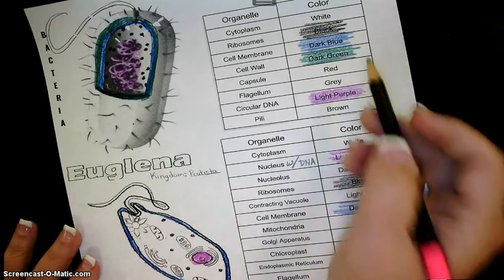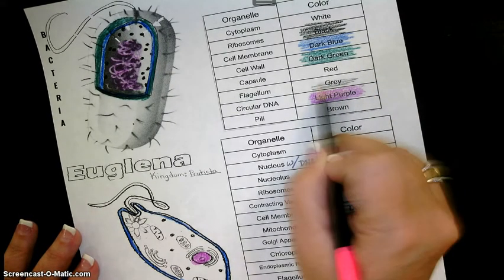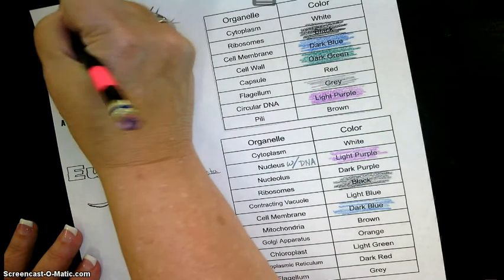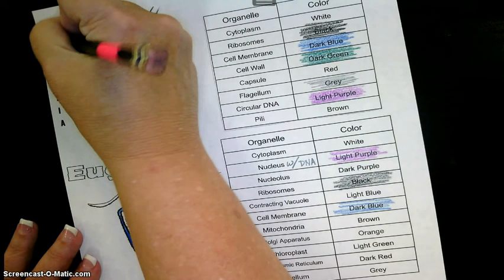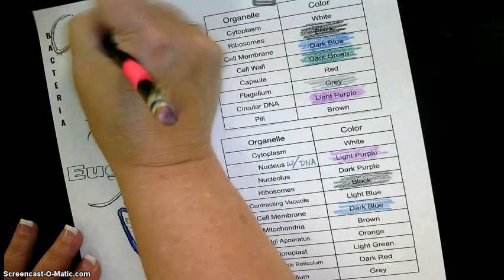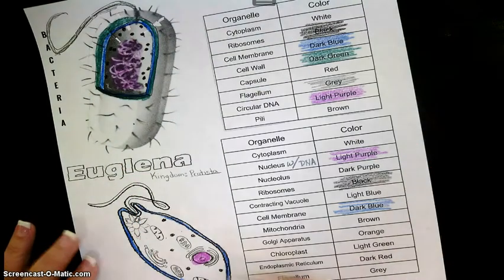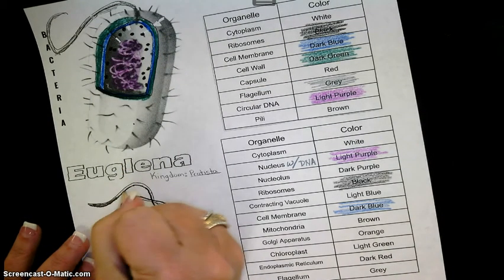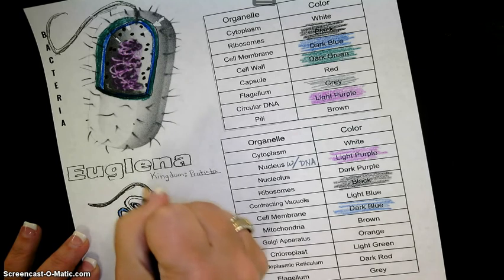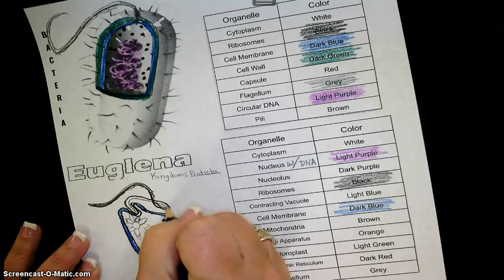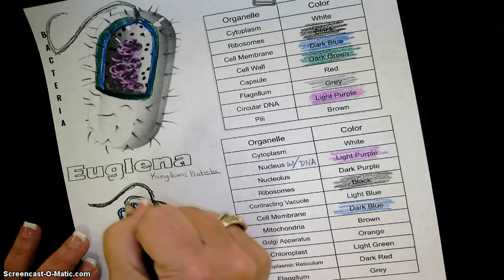Next, the flagella or the flagellum. We're just going to use our pencil and color it gray. That's the tail-looking thing. There can be more than one. They are used for locomotion or movement. Locomotion means movement. Their mode of locomotion means how do they move? Well, this would be with a flagella.